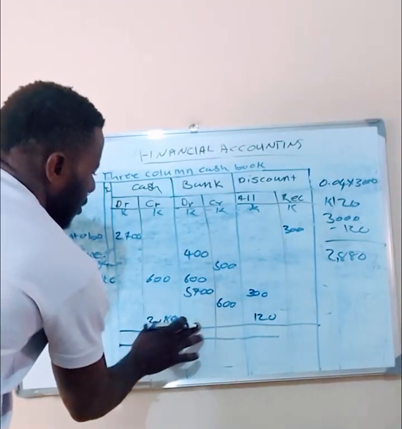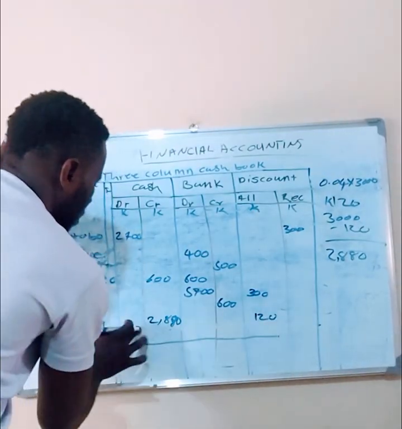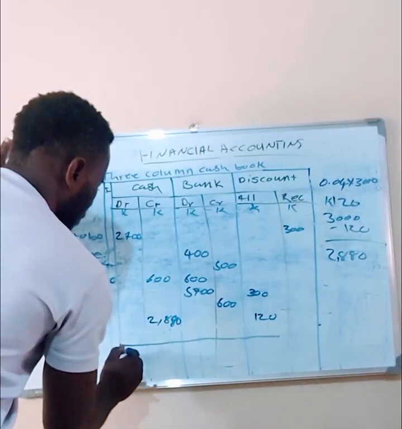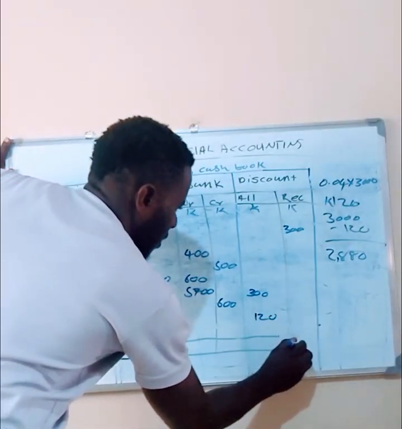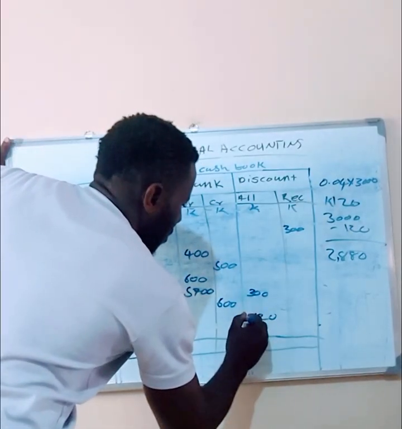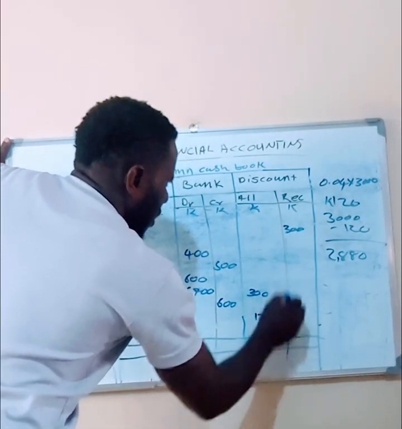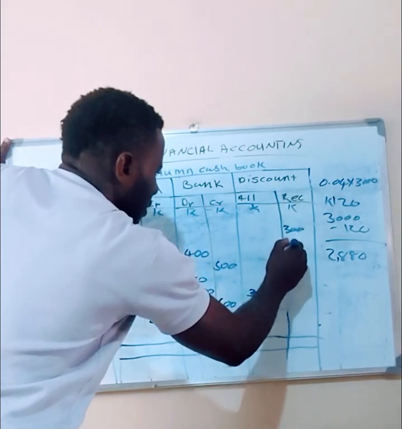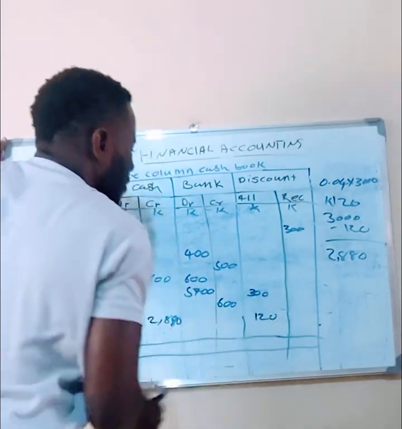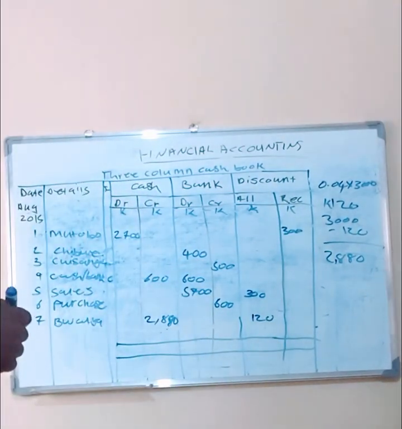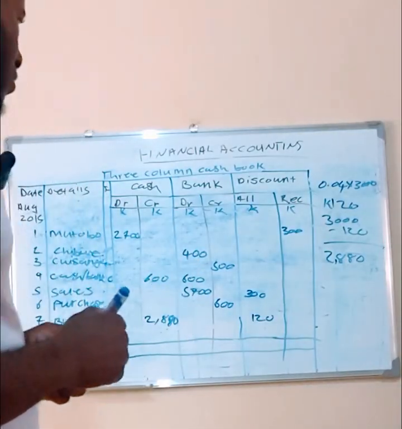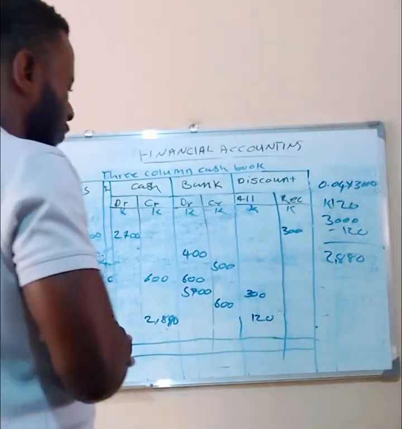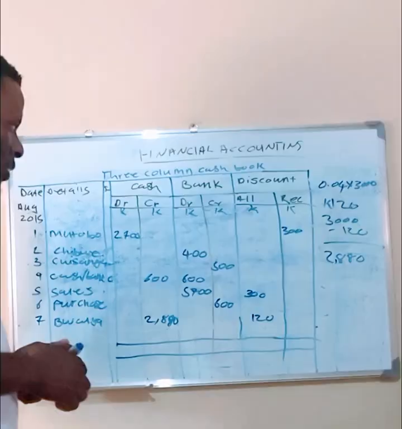Sorry. It's supposed to be something like this. Yes. Yeah, something like this. Make sure whenever you are drawing, use a ruler. Accounting is very important. Always use a ruler.